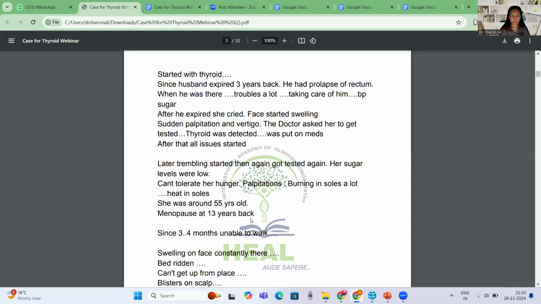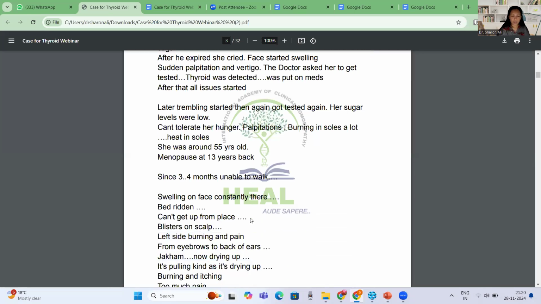And since 3, 4 months, she's not been able to walk. There's swelling on the face, constant. She's bedridden. She can't get up. There are blisters in her scalp. Left side is burning and painful, from the eyebrows to the back of the ear. She has this burning and pain and blisters.